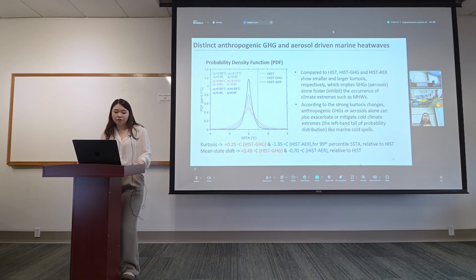Through our quantitative analysis, we found that based on the 99th percentile of the sea surface temperature anomaly, the kurtosis difference in the historical greenhouse gas and the aerosol experiment can result in an increase of about 0.25 degrees Celsius, while a decrease of 0.35 degrees Celsius. And this magnitude is comparable to the changes by the mean state shift. So that means the kurtosis change is also very important, not only the mean state shift by the external forcings.